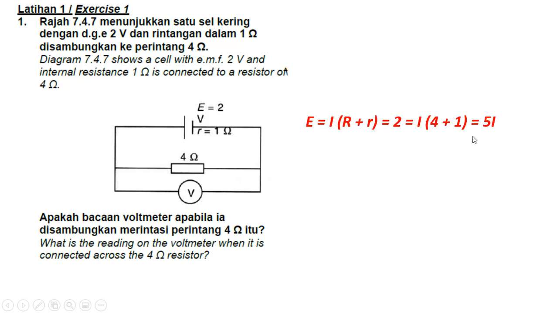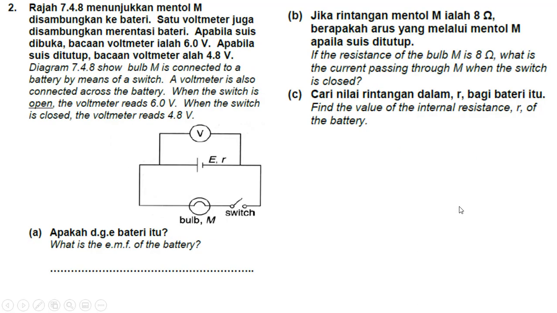So we list down all the information that we have been given. E equals I times (R plus r), so 2 equals I times (4 plus 1), which is 5I. So I equals 0.4 ampere. Now from that, we want to find the reading of the voltmeter, that is V. V equals IR, 0.4 times 4 ohm, equals 1.6 volt. Now look at question 2.